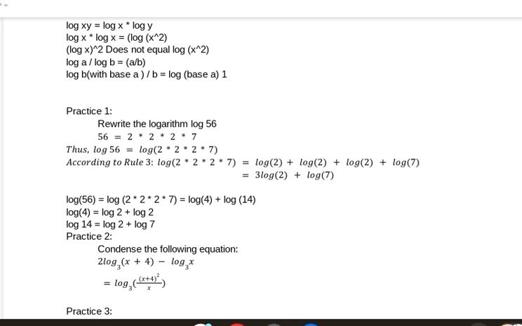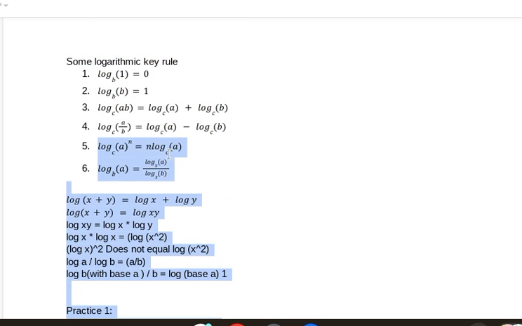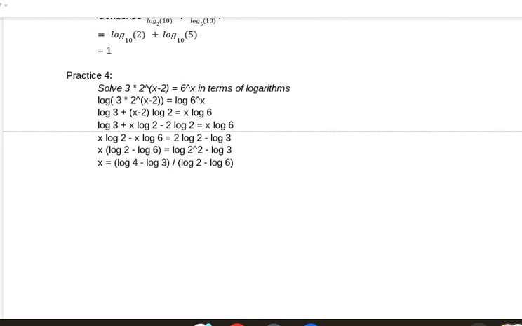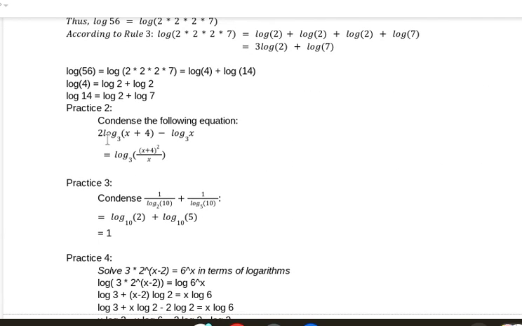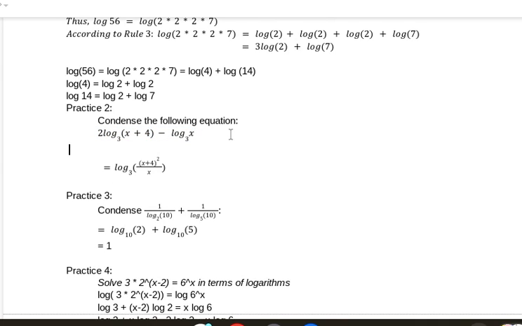We can see that in the left side, it can apply rule 5 directly, but in the reverse order. So it's n log c a. Think about this. N, you place it to the a square, and then you can simplify. So n can be placed there. So it becomes 2 can be placed on the top of x plus 4. So it's x plus 4 squared. This becomes 2 log base 3 of x plus 4 squared minus log 3 of x. And then we can use rule 4, the division rule, which is log 3 of x plus 4 squared divided by x.